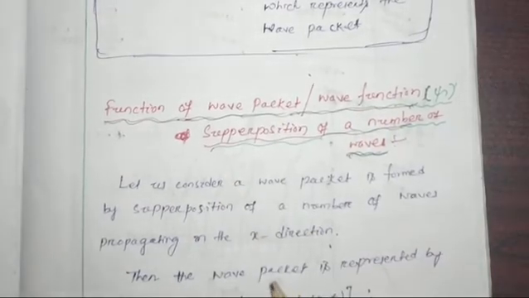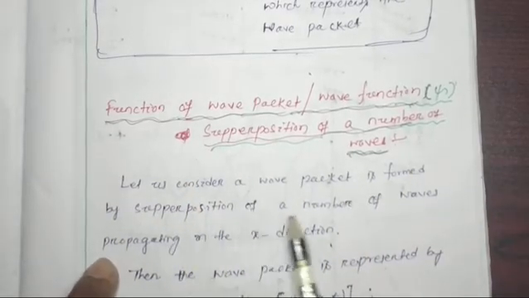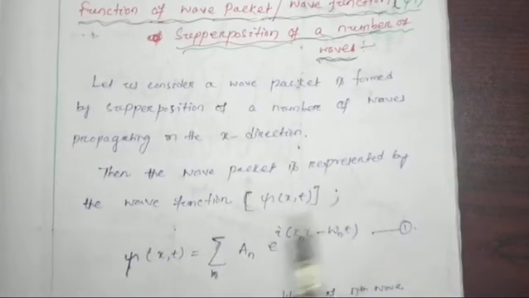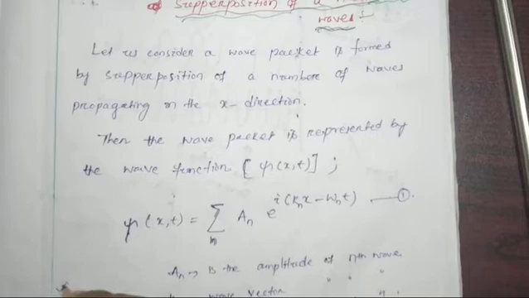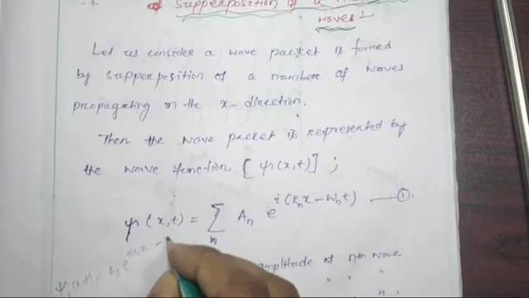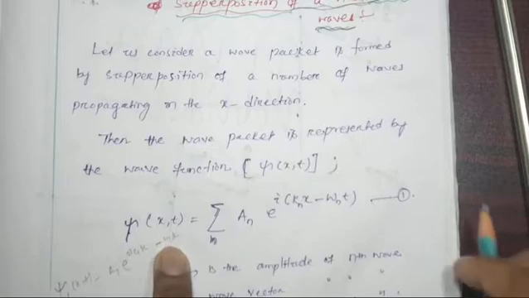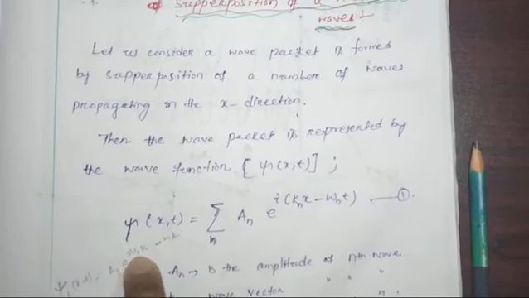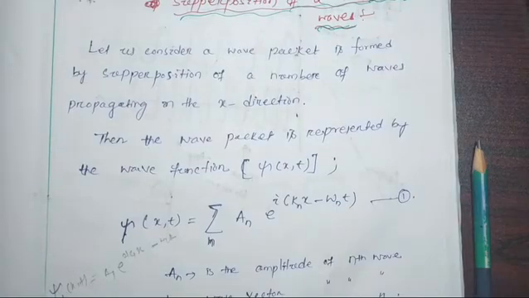How are we going to get the wave function mathematically? For that, let us consider a wave packet formed by the superposition of a number of waves propagating along the x-axis. Then the wave packet is represented by psi(x,t), which is nothing but a number of waves. So psi 1(x,t) is a1 e to the power i(k1x minus omega 1t), psi 2(x,t) is a2 e to the power i(k2x minus omega 2t), and so on. Whenever waves have slightly different k and omega, they are superimposed or added with each other, and we get the superimposed wave, or wave packet.